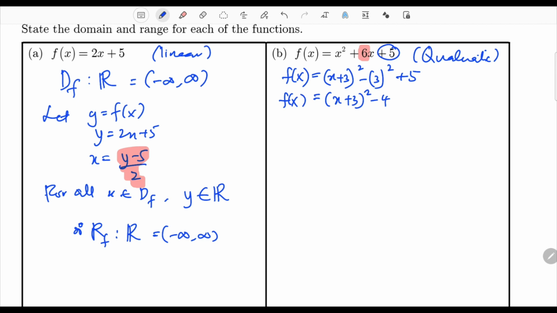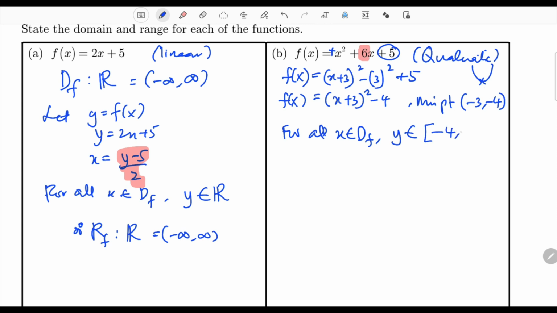So that's your f(x). If you look here, this is a positive graph, a smile curve with a minimum point. The minimum point will be (-3, -4). For all x elements of the domain, definitely the values for your y will have a minimum of -4 and go up to infinity.